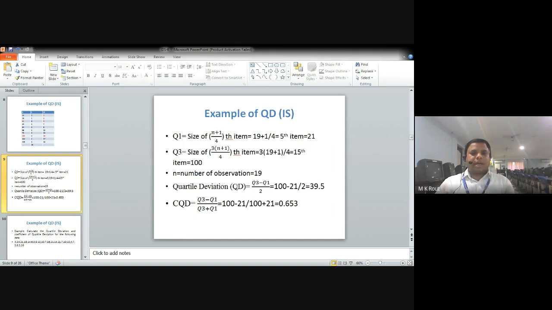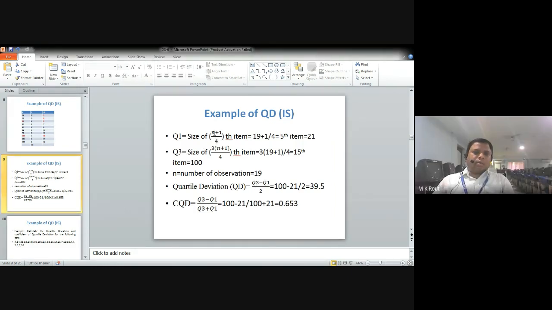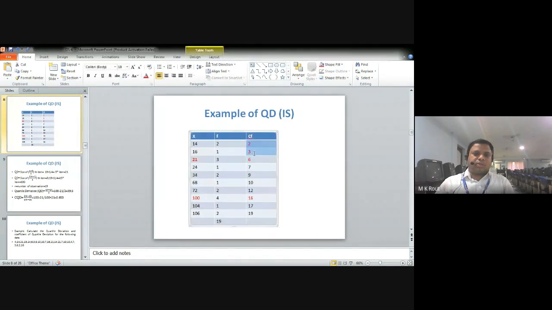Just calculate the quartile deviation as per the given formula. Sir, can you repeat once again? In case of Q1, we got the number of observations here, 19. If you apply this one, 19 plus 1 divided by 4, that means 20 divided by 4, that equals 5. The 5 lies between 2 to 6 chosen intervals. That means the 6 directly indicates the value of x, and that value of x should be considered as Q1.